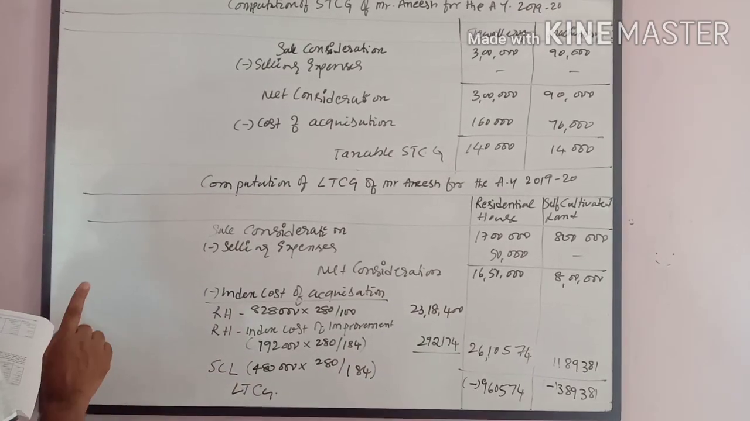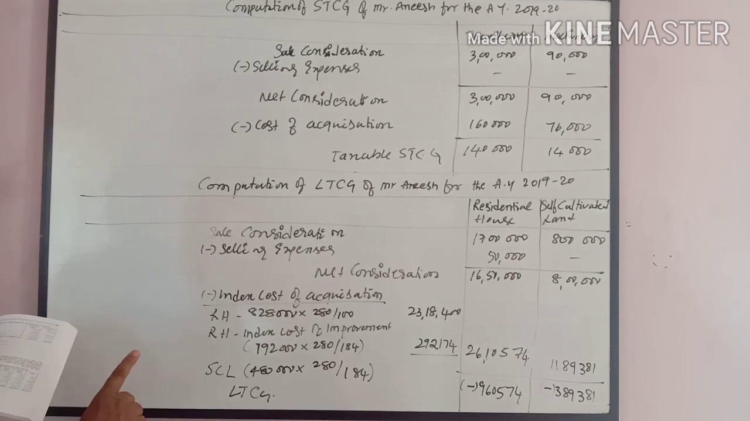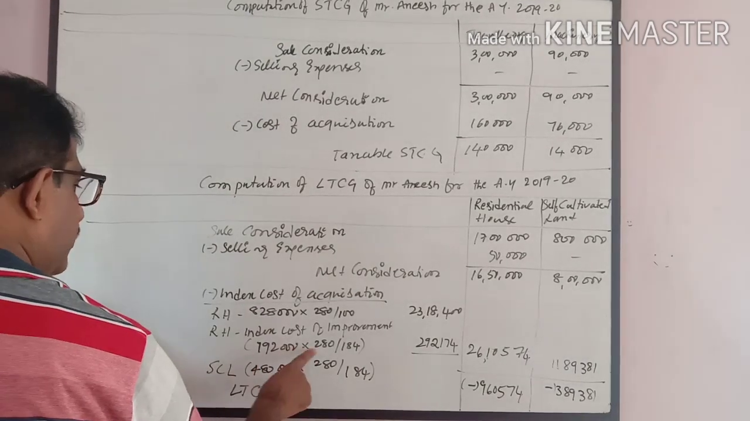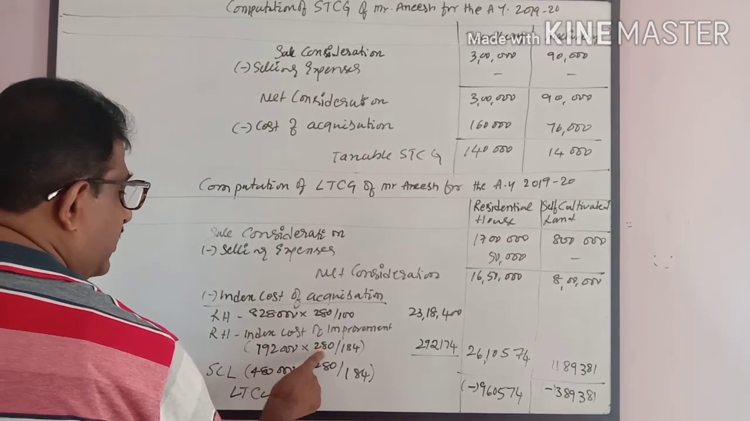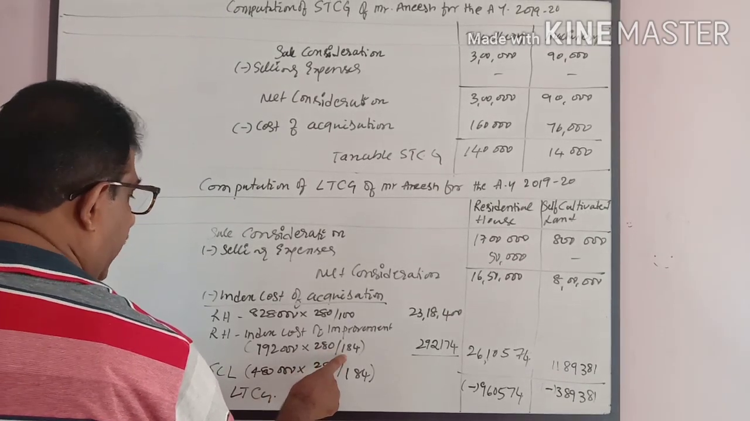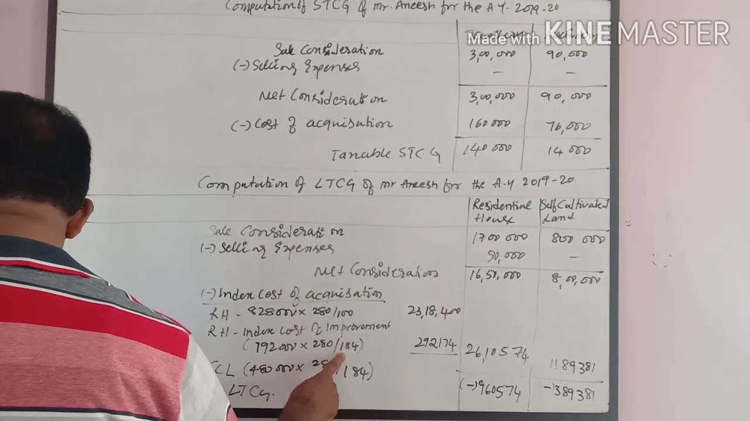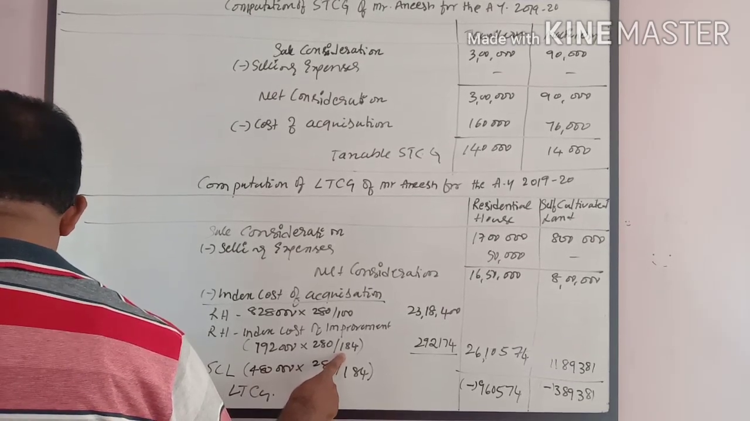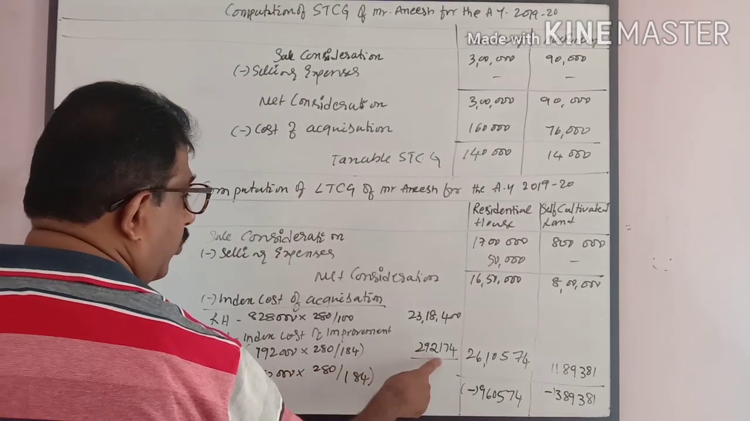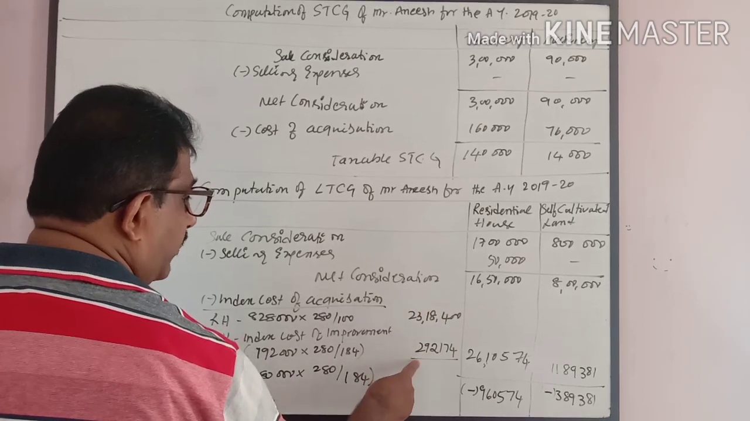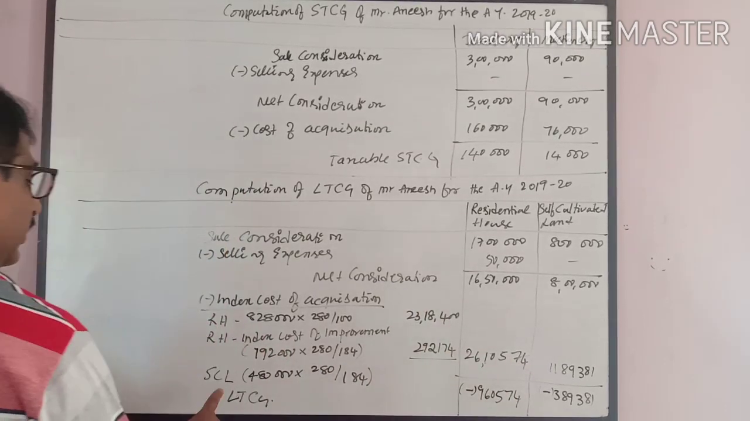Further, there is an improvement made during the year 11-12 for 1 lakh 92,000. 1 lakh 92,000 into 280. Always we have to multiply by the current year index divided by the index of the year of improvement, that is 184 in the year 2011-12. So 280 by 184, 2 lakh 92,174. When you add up these two, it comes to 26 lakh 10,574.